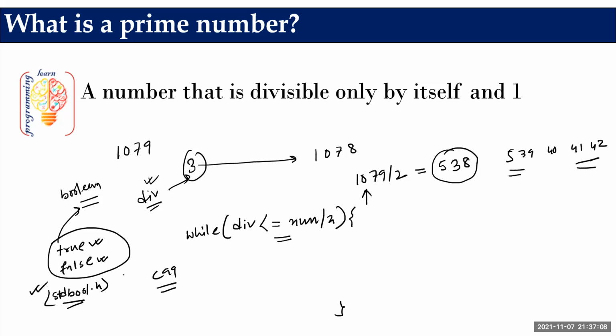Okay, so we'll get the concept of this bool data type in the data types and modifiers video. I'll keep the link of that video in the description. Okay, so now let's build the logic.